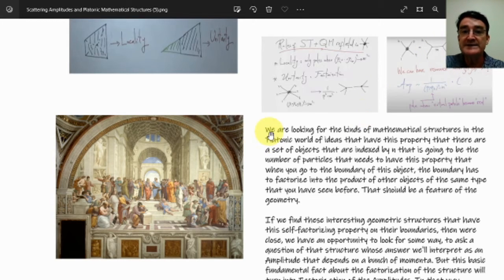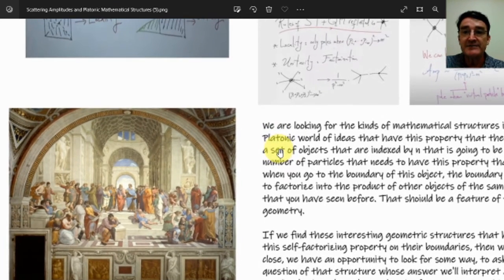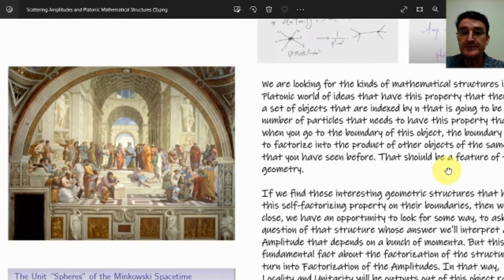So what he's after is he's looking for the kinds of mathematical structures in the Platonic world of ideas that have this property: there are a set of objects that are indexed by n, the number of particles, and when you go to the boundary of this object, the boundary factorizes into the product of other objects of the same type that you have seen before. And that should be a feature of the geometry.